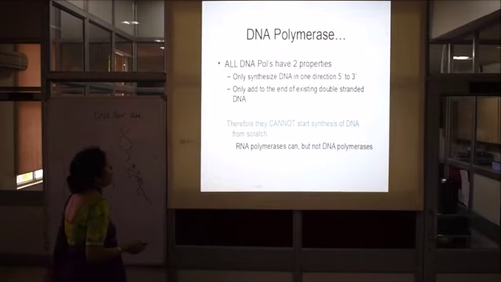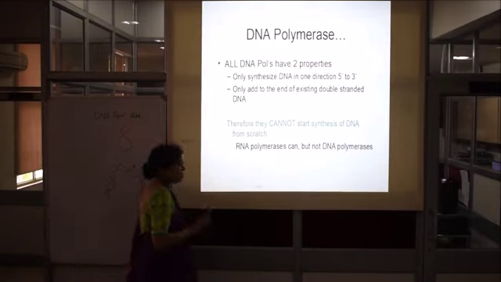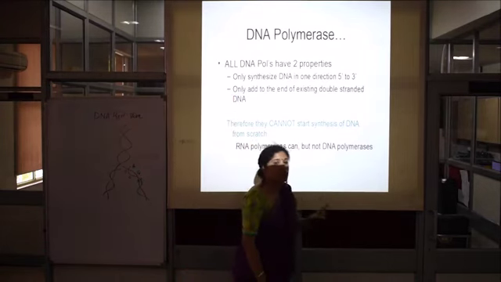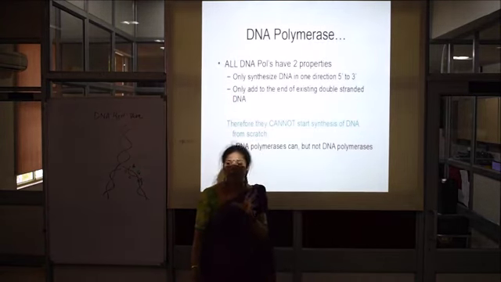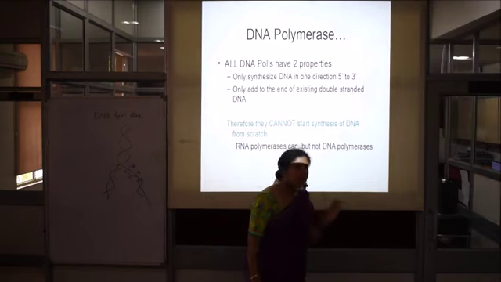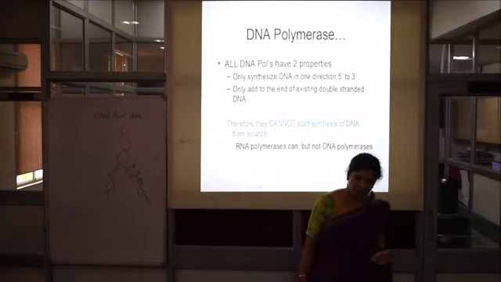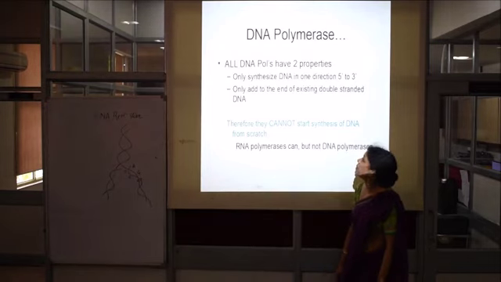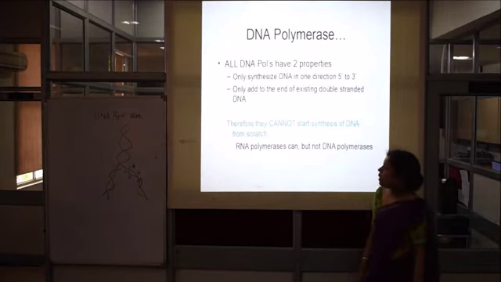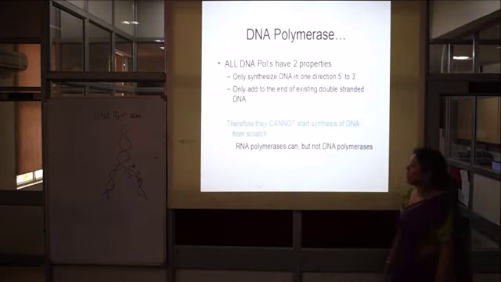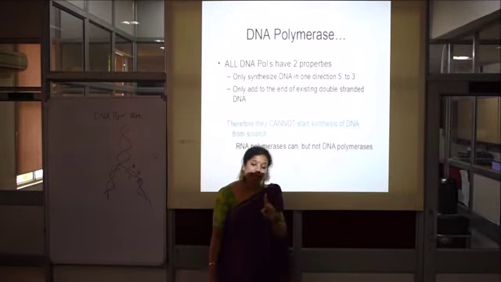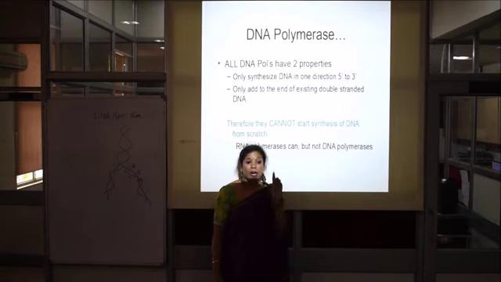All the DNA polymerases have two properties. First, this is the basic principle of DNA replication, that DNA replication always takes place in the 5' to 3' direction. It can never take place in the other direction. And second, they only add to the end of the existing double-stranded DNA. Therefore, they cannot start synthesis of DNA from scratch. It means DNA polymerase needs to have a free 3' hydroxyl group.